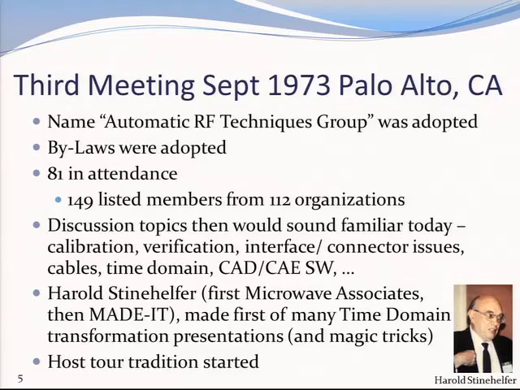There was another tradition that started about this time, the host tour. We're not doing that so much anymore now, but it used to be that every location we would go for a meeting, Friday afternoon would be a tour of the host's place of employment. That was a nice thing to do.